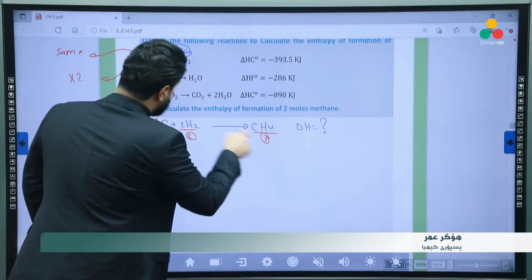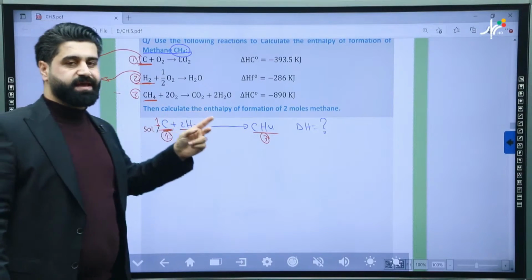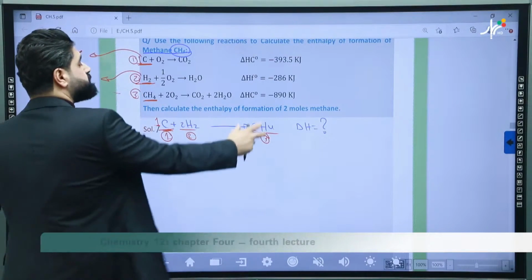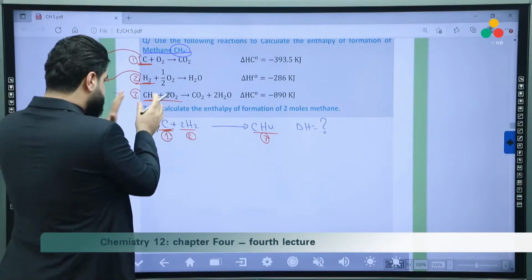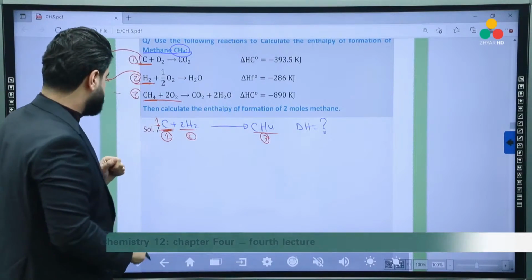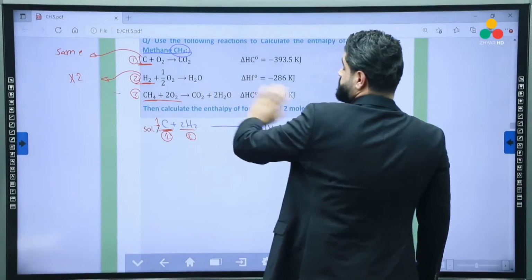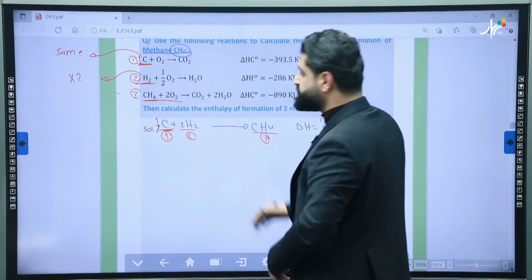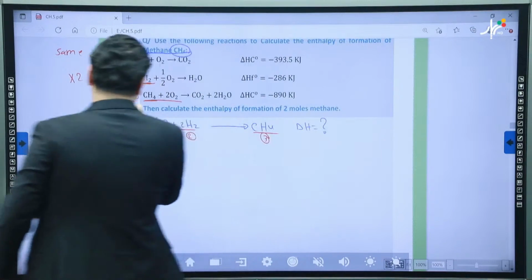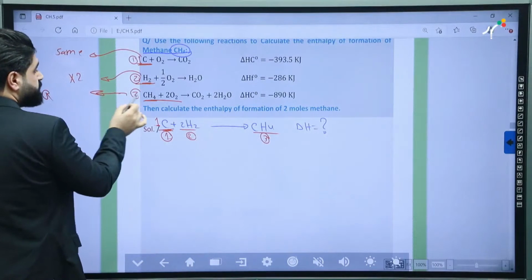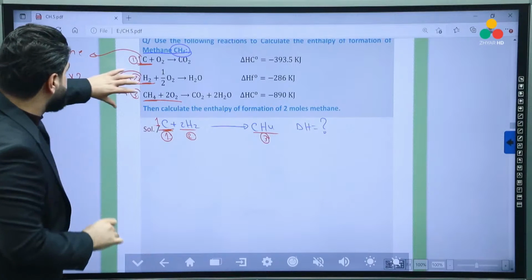Then third, CH4. CH4 is from the third reaction. You have to investigate two things. The first one, position, is from product. But here, we have it from reactant. So we must transfer it to here. But it's not possible to bring CH4 alone from here to here, except by reversing the reaction. So you have to reverse, you have to flip. So the second one, reverse. And number of moles, it's okay, one by one. Reverse.